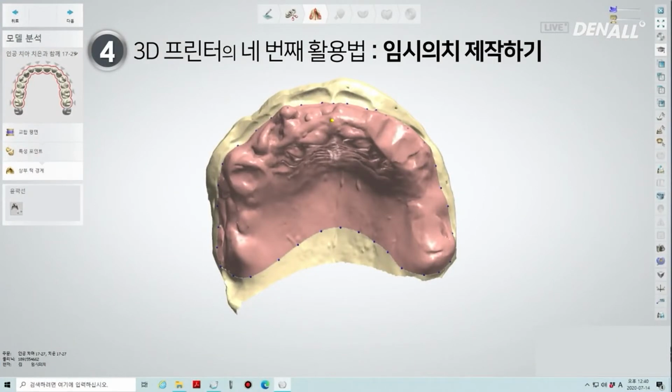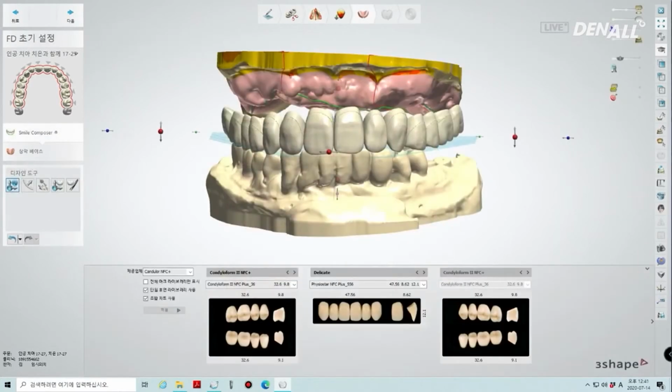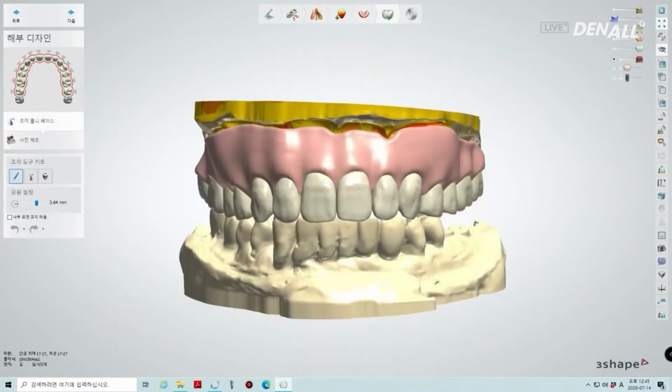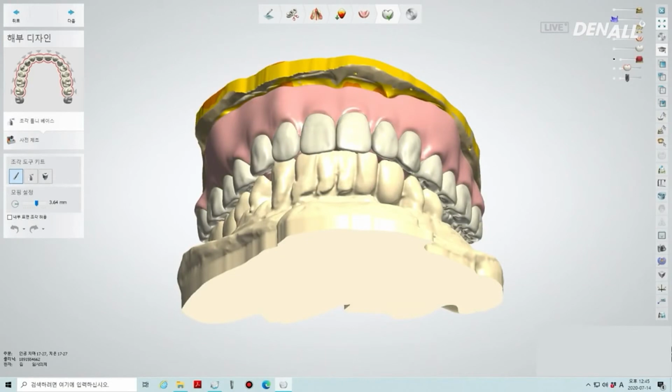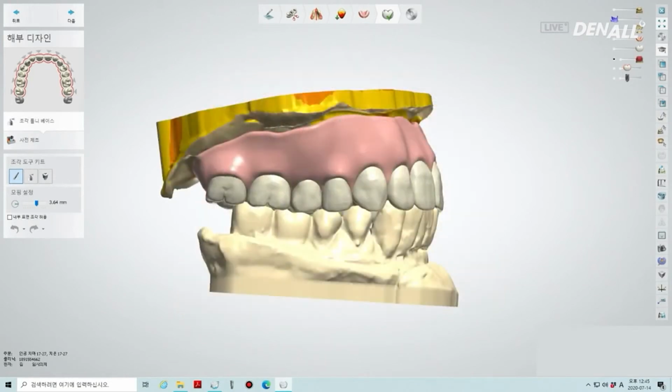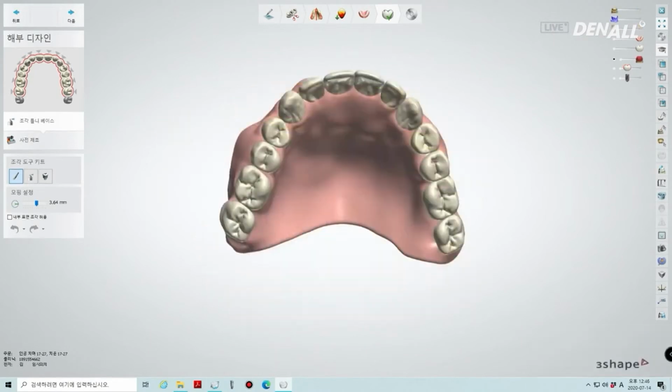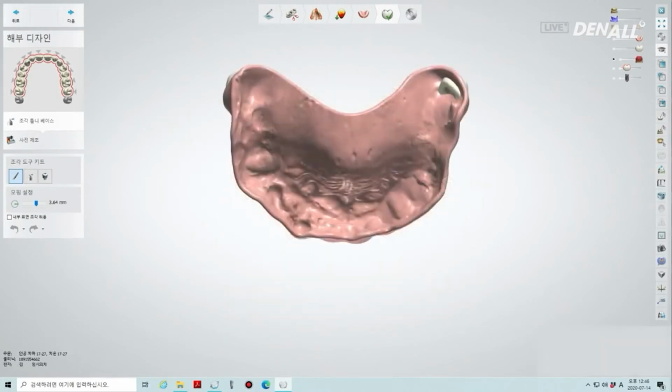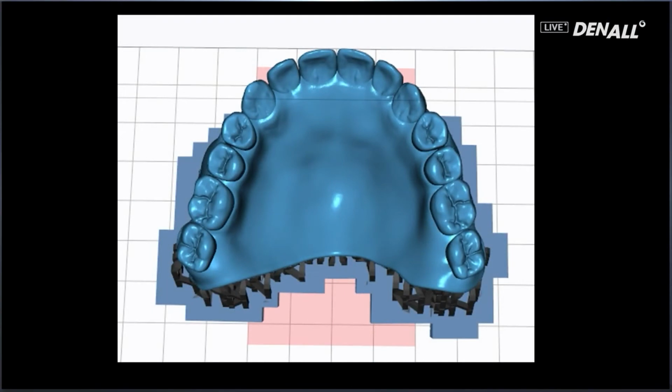The next step is fabricating a temporary denture. After setting the boundary on the denture base, the teeth are aligned and the denture base and teeth are connected. Lastly, the overjet and overbite need to be checked. Occlusal relations need to be checked. Next, the final positions are designed. Then 3D printing will be the next step.